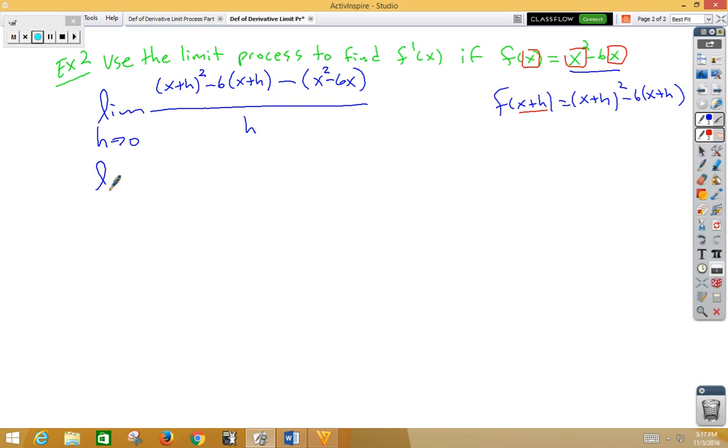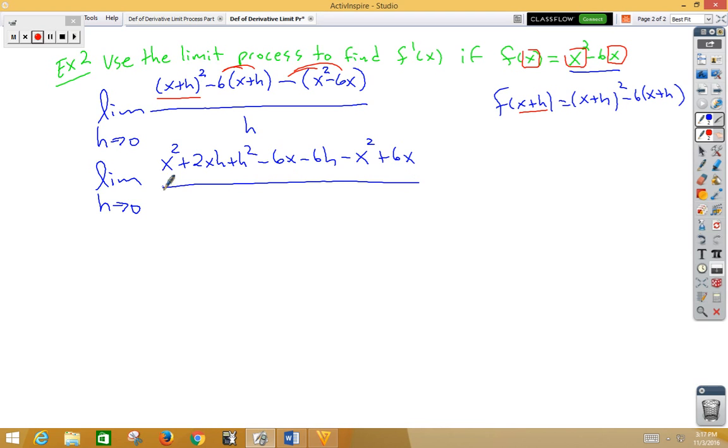So now if I FOIL, I get the limit as h approaches 0. Foiling x plus h squared would be x squared plus 2xh plus h squared. I now need to distribute my negative 6, so I get a negative 6x minus 6h. I now need to distribute my negative, so I get a negative x squared plus 6x all over h. Looking now at the top, combining like terms, notice that x squared and negative x squared cancel out. My negative 6x and my positive 6x cancel out.